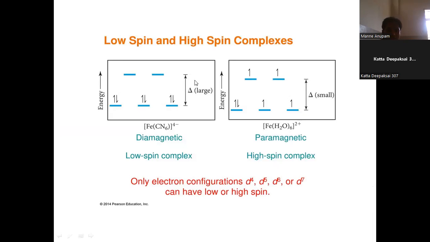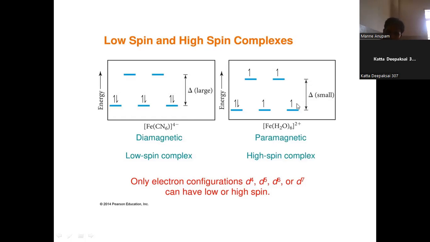So here we can see this is far, means this energy difference is far. That's why they are remaining down. Whereas this energy difference is less. That's why electrons are going up. This difference is small. This difference is large. That's why they are down. Large difference down. Small difference going up.